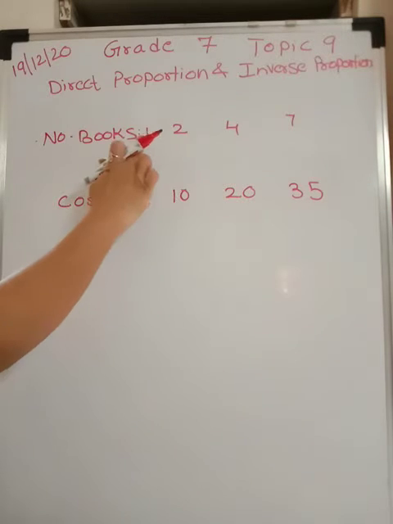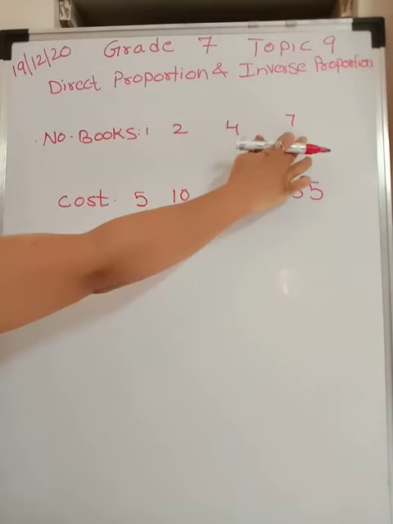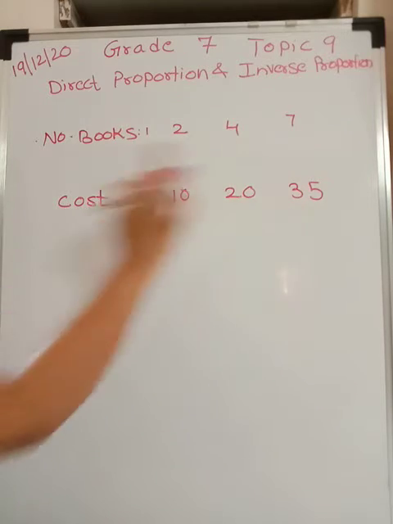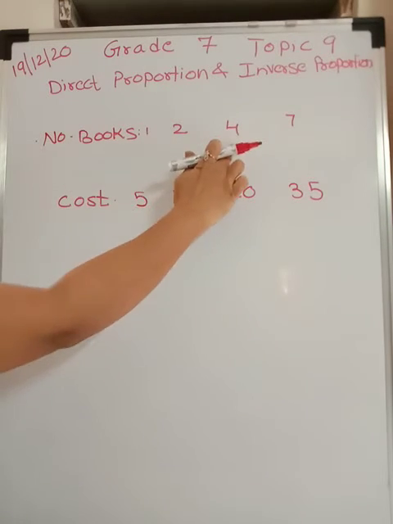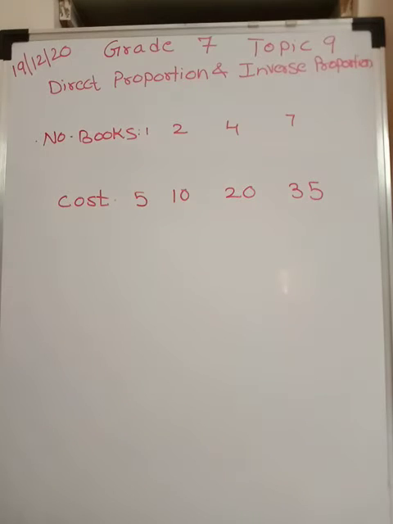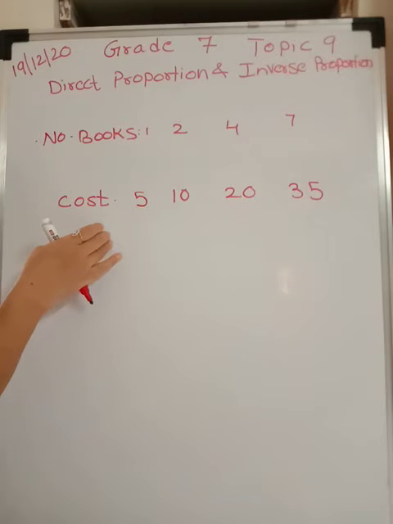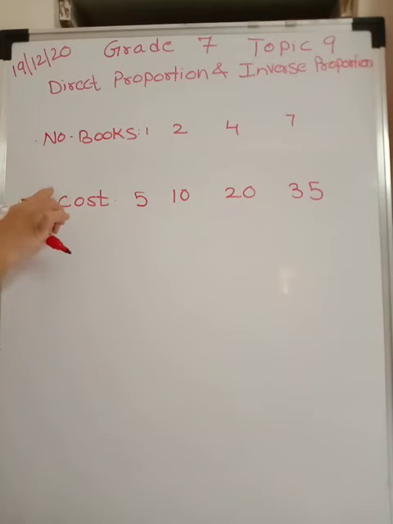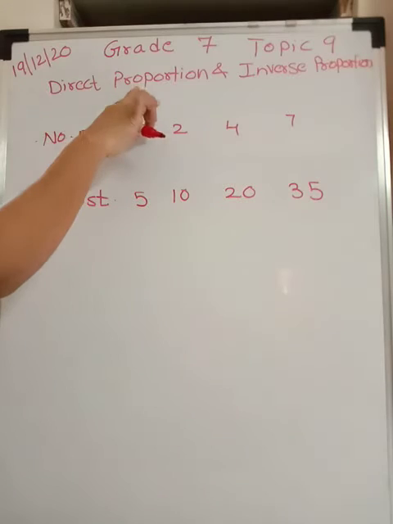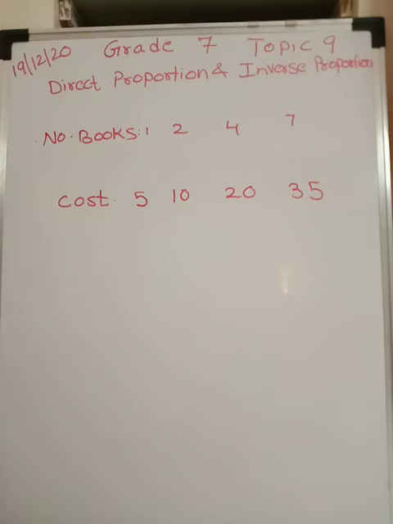Okay, so as the number of books goes on increasing, cost also goes on increasing. So if one quantity is increasing, the other is also increasing. When one increases, the other also increases. Or if one decreases, the other also decreases. Then we say two quantities are in direct proportion. What is direct proportion? If one increases, the other also increases. If one decreases, the other also decreases.